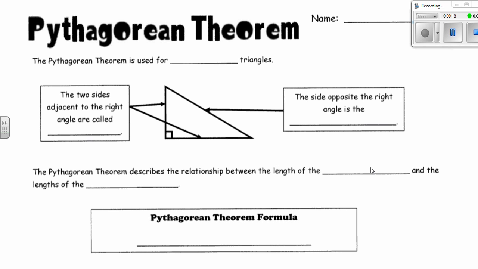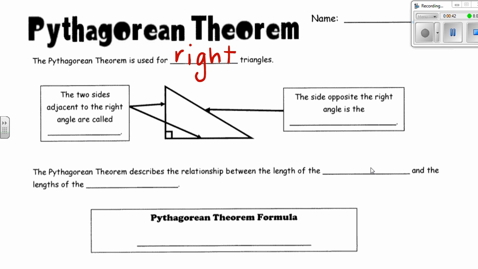The Pythagorean Theorem is used for a specific type of triangle, like I was saying earlier, and that would be right triangles. So it's not going to work for your acute triangles or your obtuse angles. It's strictly for right triangles. Now we do want to label the right triangle that we have here. Notice that it does have that 90-degree angle in the lower left-hand corner.